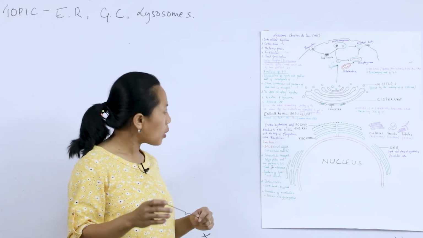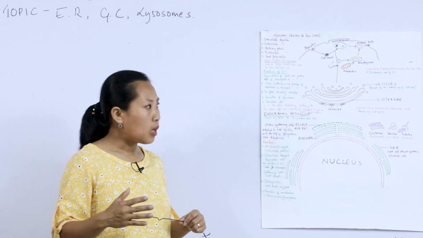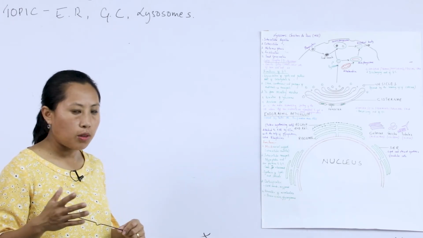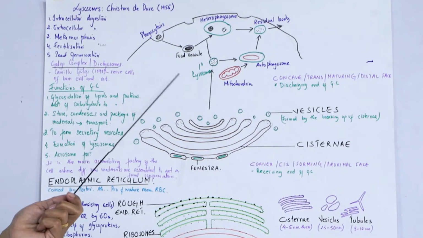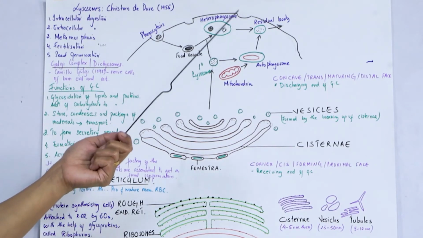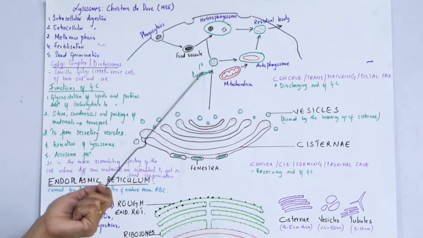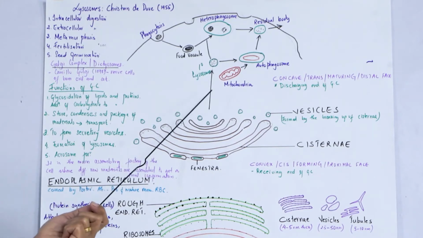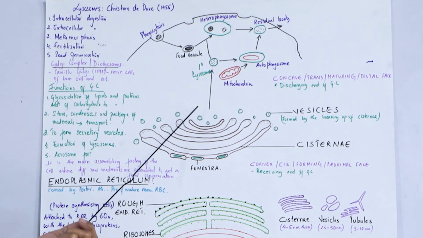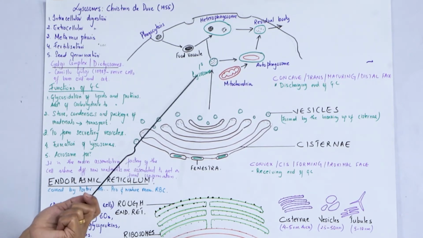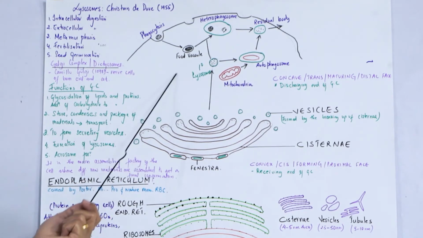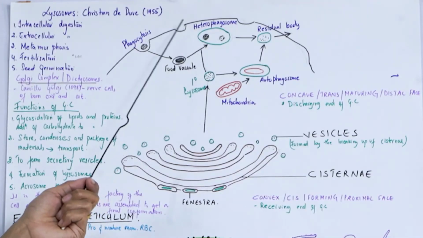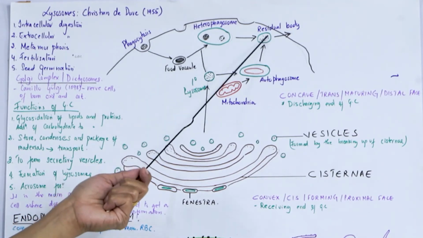The lysosomes exhibit polymorphism. What is polymorphism? It means they can exist in different forms. The different forms are the primary lysosome, then heterophagosome, residual body, and autophagosome. The primary lysosomes are vesicles, the first form of lysosomes, containing hydrolytic enzymes, and they are formed from the Golgi complex. The second type, or secondary lysosomes, are the heterophagosome, residual body, and autophagosome.